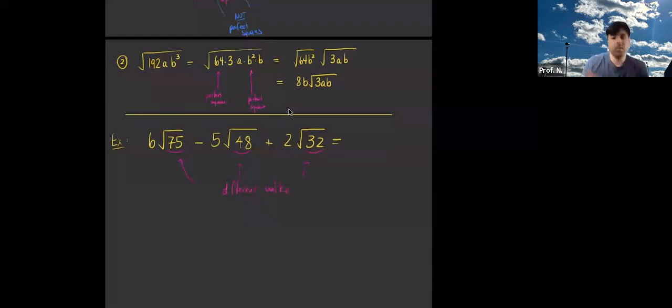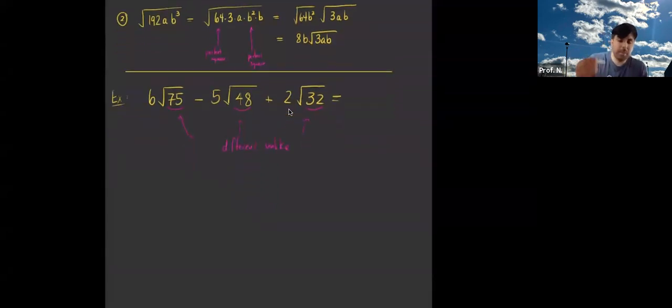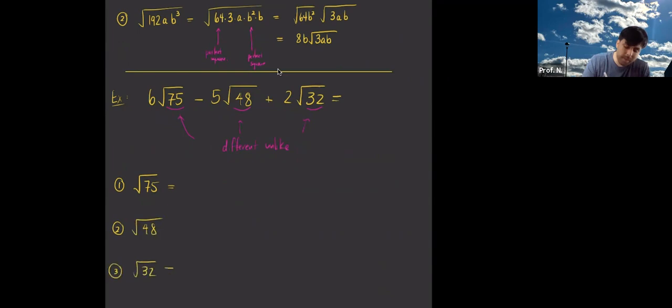So the best thing I can do is try to see if it's possible to break them down in such a way that they have similar or the same like terms. So rad 75, I want to break that down. 48, I want to break that down. And rad 32, I want to break that down. So rad 75, what's the biggest perfect square that divides 75?